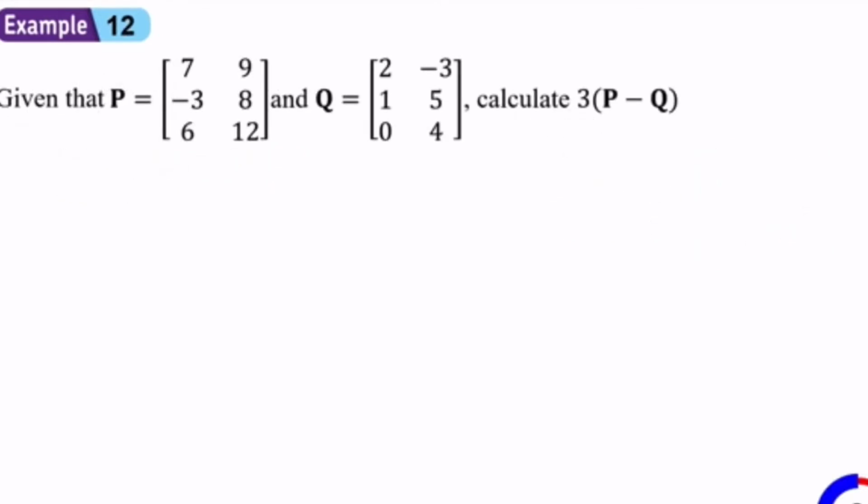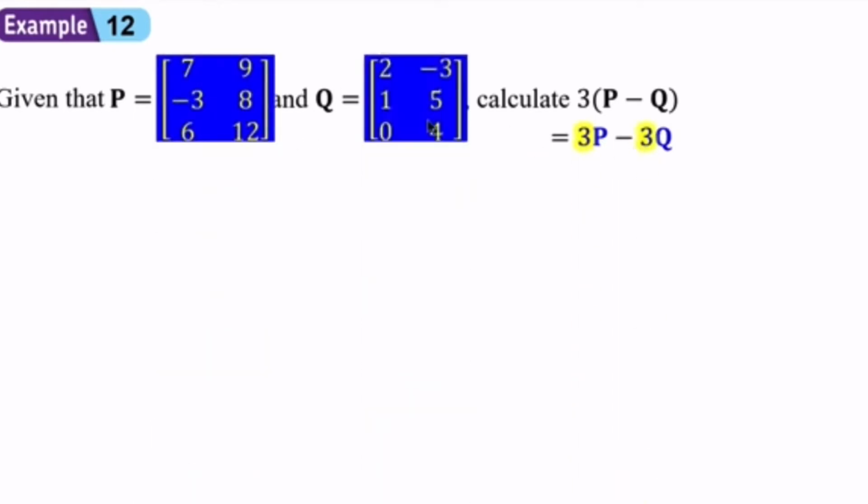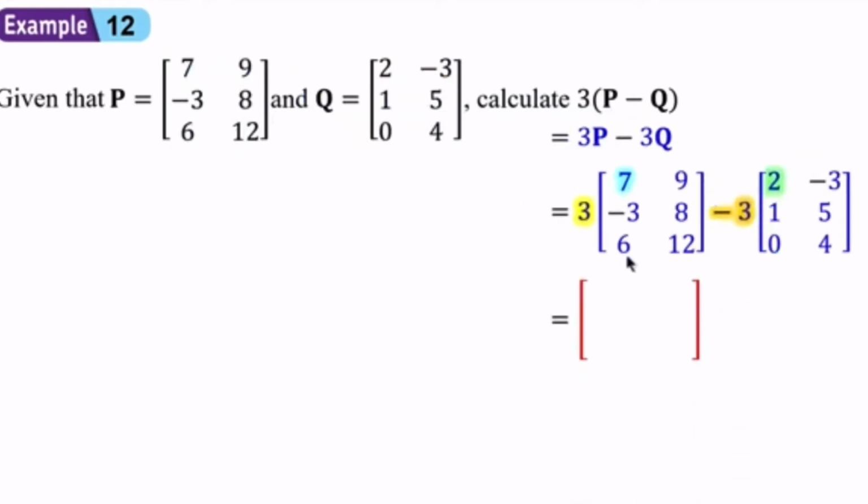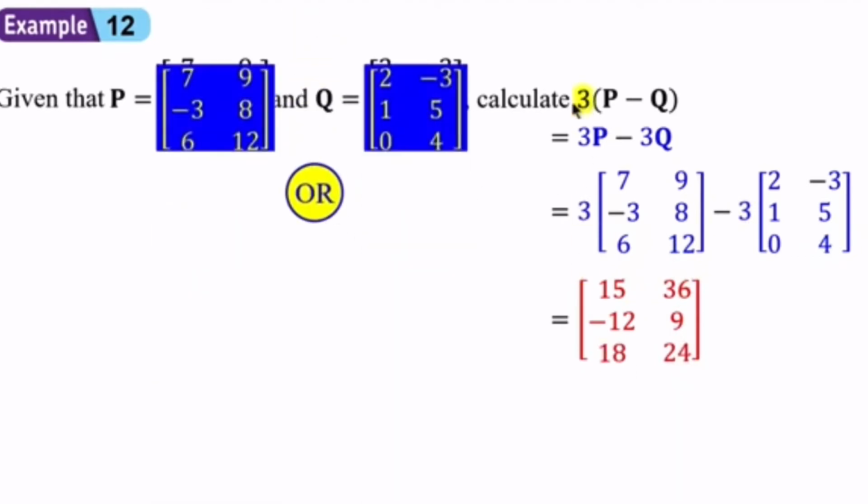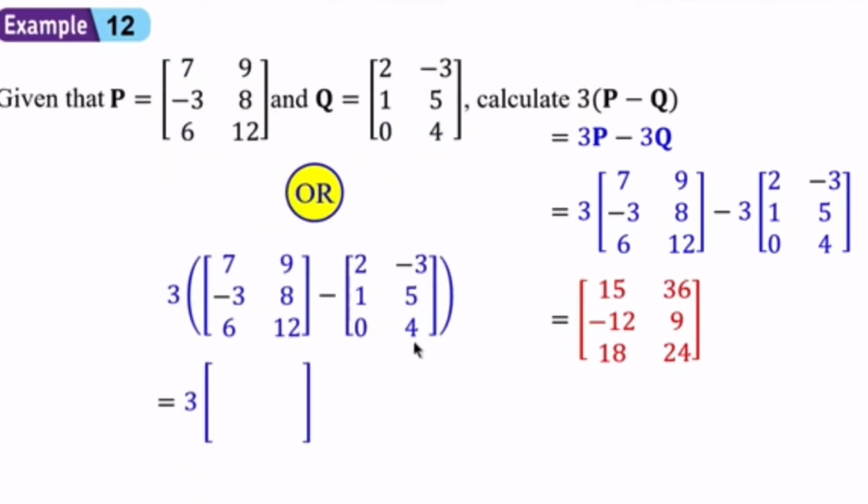And then for this example, we have to multiply by 3. After we expand, it becomes 3P minus 3Q. It means that we have to multiply by 3 for all the elements of matrix P and then for matrix Q. So we have 3 times 7 minus 3 times 2, and then we solve it carefully. Then we'll get the answer, which is 15, 36, negative 12, 9, 18, 24. Or in short, we can subtract the matrices first, then only multiply by 3. We for sure will get the same answer.